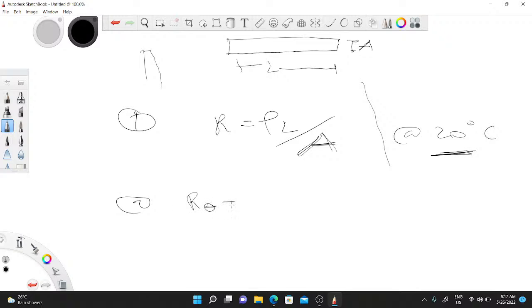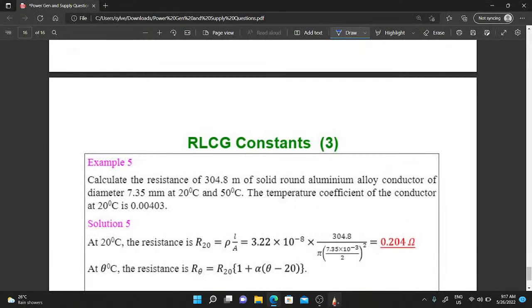So the resistance at a temperature theta is given by resistance at 20 degrees Celsius multiplying 1 plus alpha, where alpha is the temperature coefficient of resistance, multiplying theta minus 20 degrees. Theta is the temperature we are measuring the resistance at now. So these are the two equations that we need for that particular question. Let's see how it works.